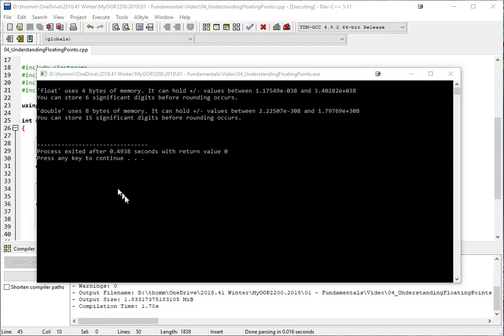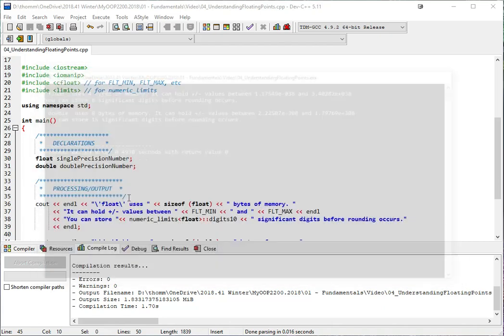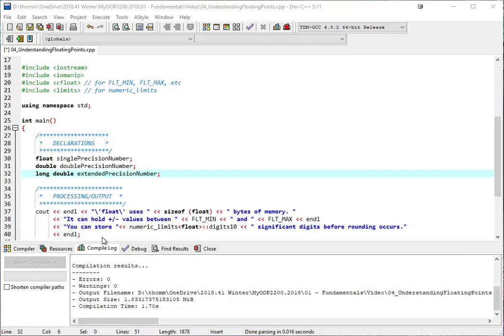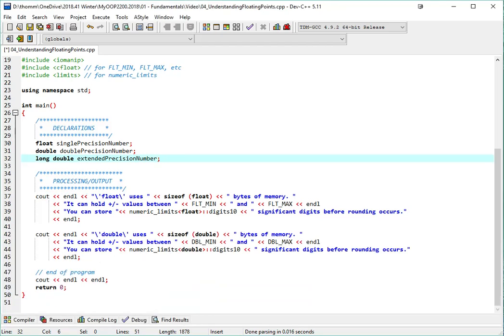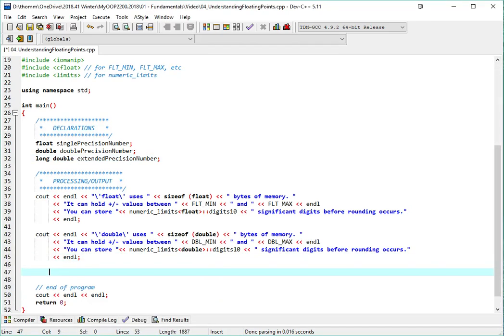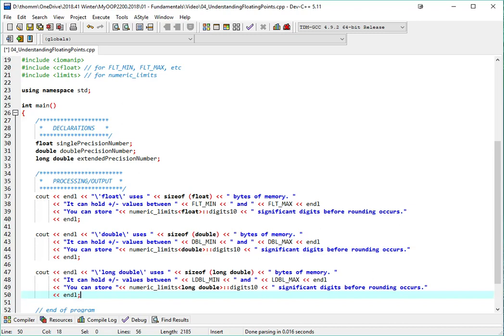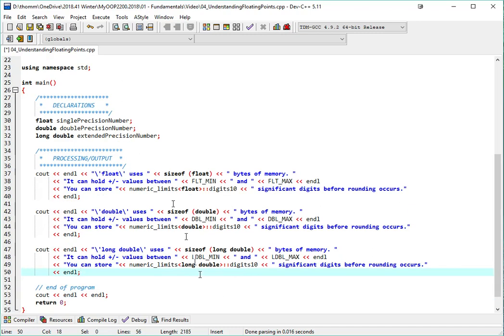Next, we'll do what's known as a long double. Long double is literally the word long, space, double. That's all one data type. And we'll output the same kinds of information. A long double uses sizeof long double. It's LDBL_MIN and LDBL_MAX for the minimum and maximum, and numeric_limits long double digits10 should give us the number of significant digits. So we'll try running this.